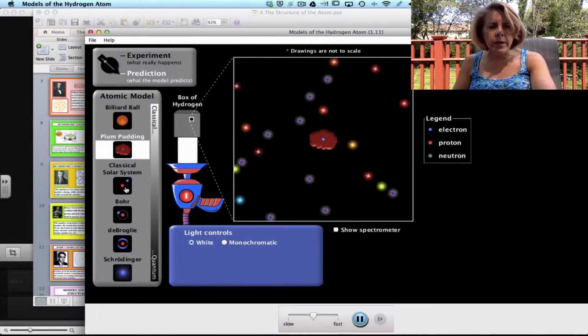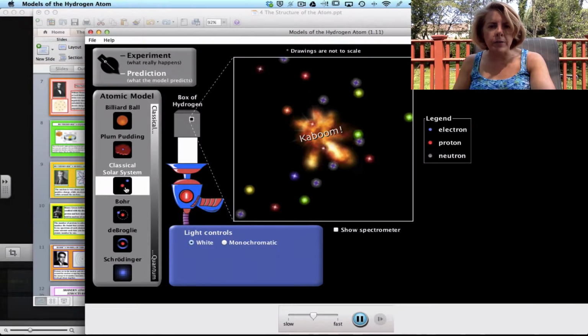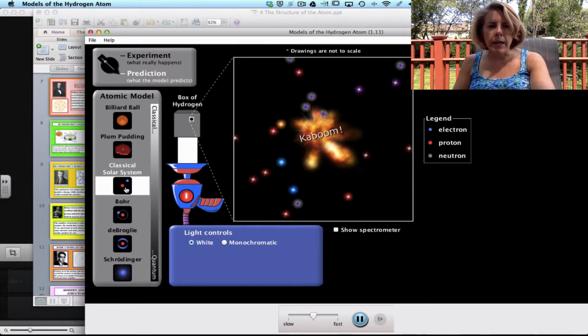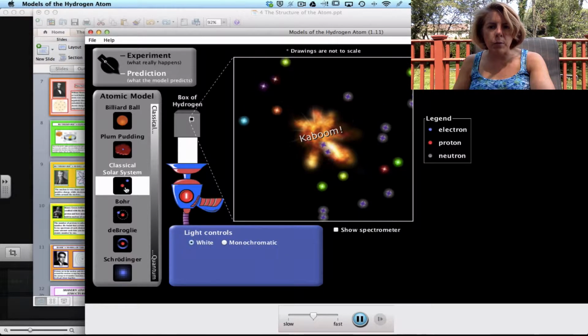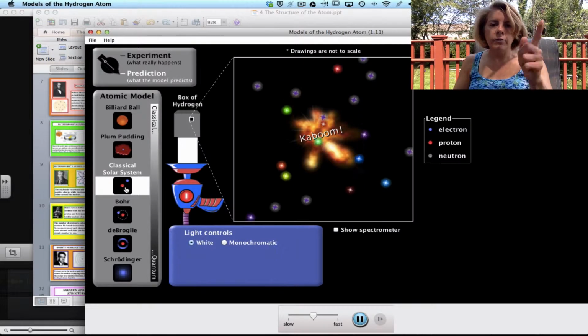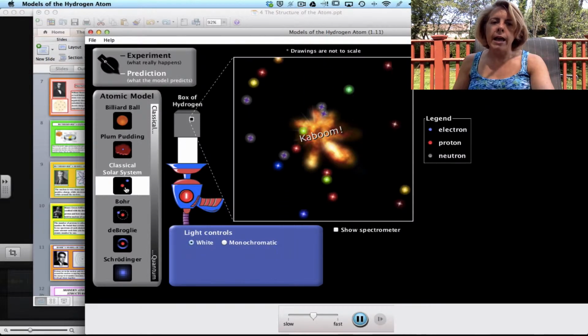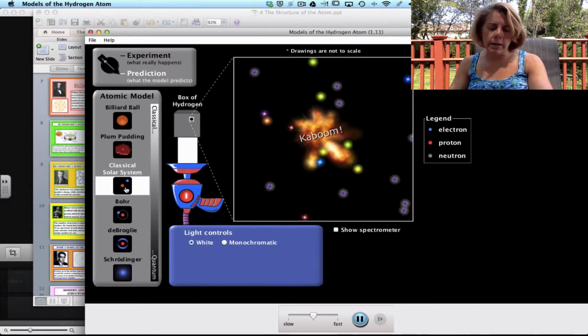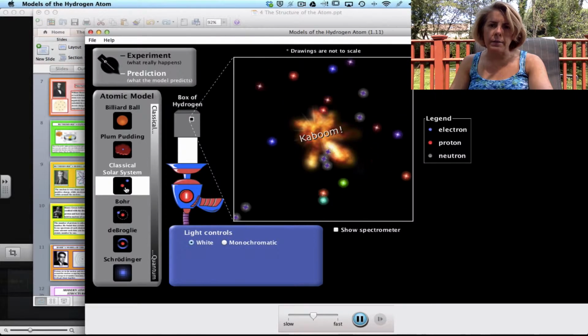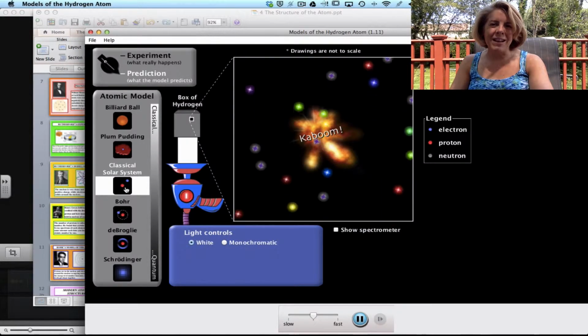Now there's some other scientists that came up with what they call the classical solar system, and as you notice, there's a problem with it. So the electron is essentially spinning around, and when it collides with the proton, unfortunately bad things happen. So not very useful.